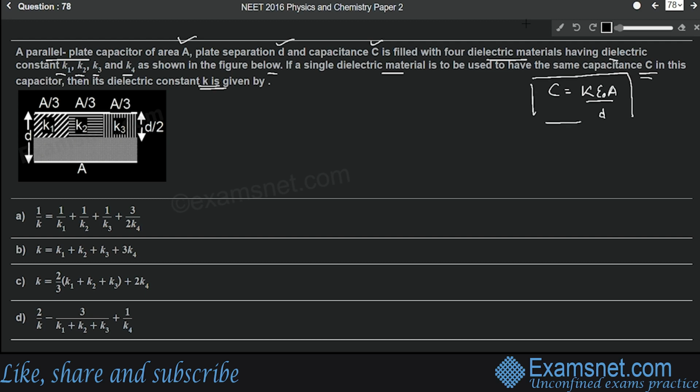K is the dielectric constant, right? Now here we have four dielectric constants. You can see that the distance of separation between the plates is D. Look at this figure.